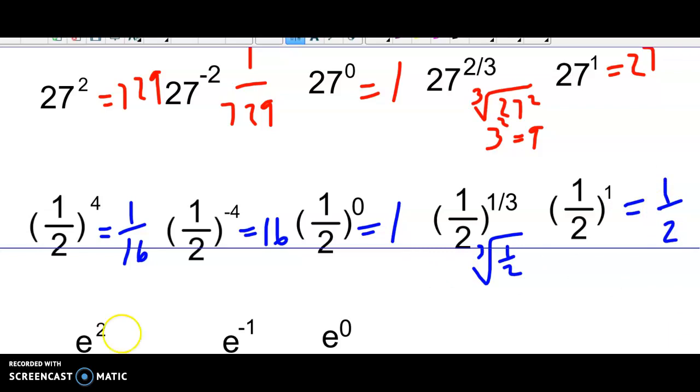e squared is e times e. And so on my calculator, of course, I wouldn't get a rational number since e is irrational. If I take e times e, I get about 7.389056099. e to the negative 1 is 1 over e, and e to the 0 is 1. Okay, just be careful with these numbers that you're raising to exponents. There are some patterns here that are the same.